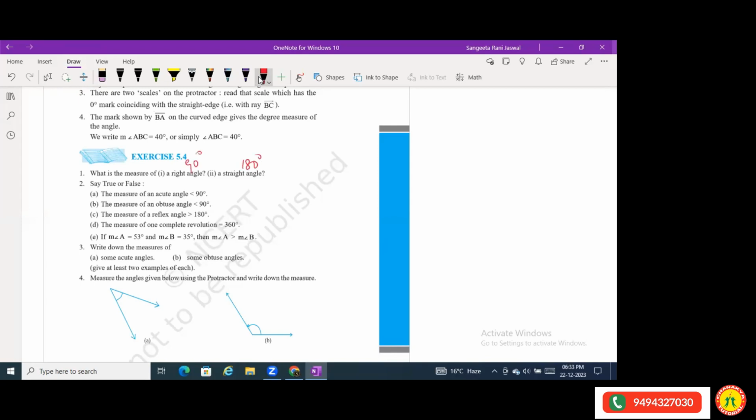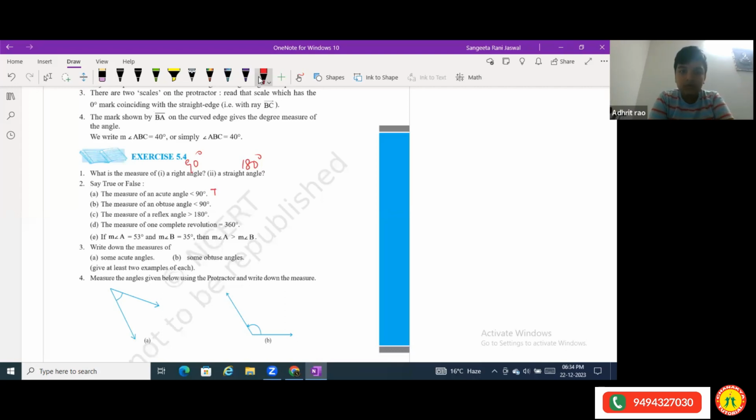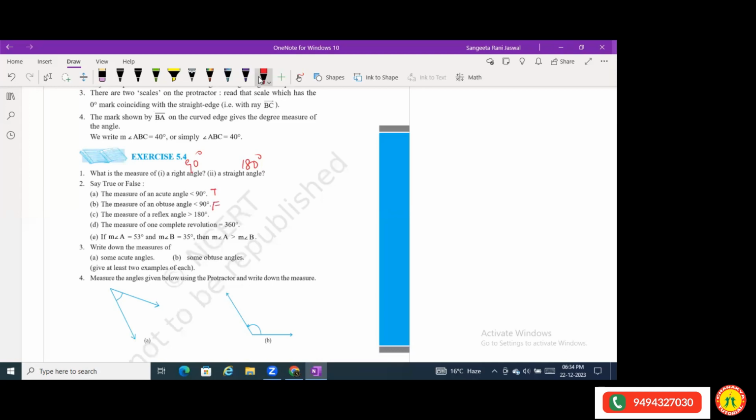Okay, now true and false. The measure of an acute angle is less than 90 degrees. True or false? Ma'am, it is true. Okay. Next, the measure of an obtuse angle is less than 90 degrees. Afan, tell me the answer. Adrit, tell me the answer. Yes, ma'am. Ma'am, it's false. Okay. Adrit, tell me the next answer. The measure of a reflex angle is greater than 180 degrees. Ma'am, true. Okay, Afan, are you there? The measure of one complete revolution is equal to 360 degrees. True, ma'am. Okay.